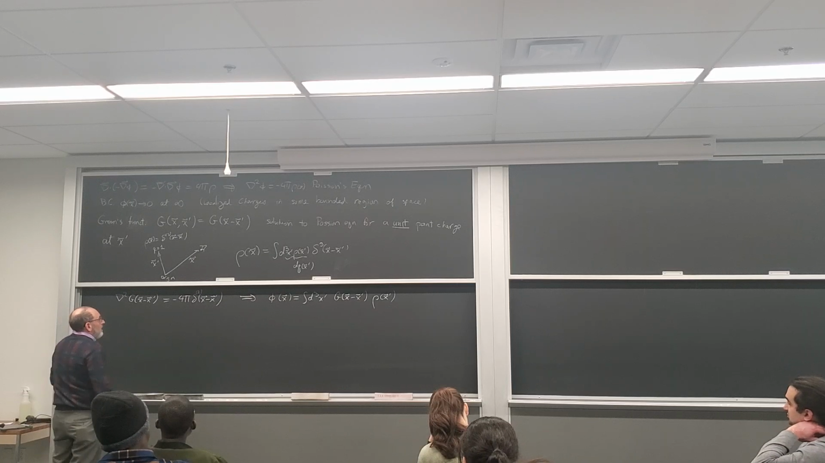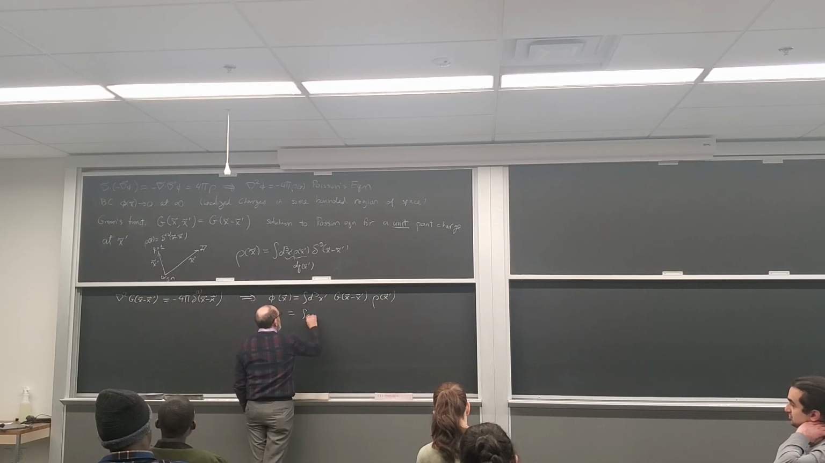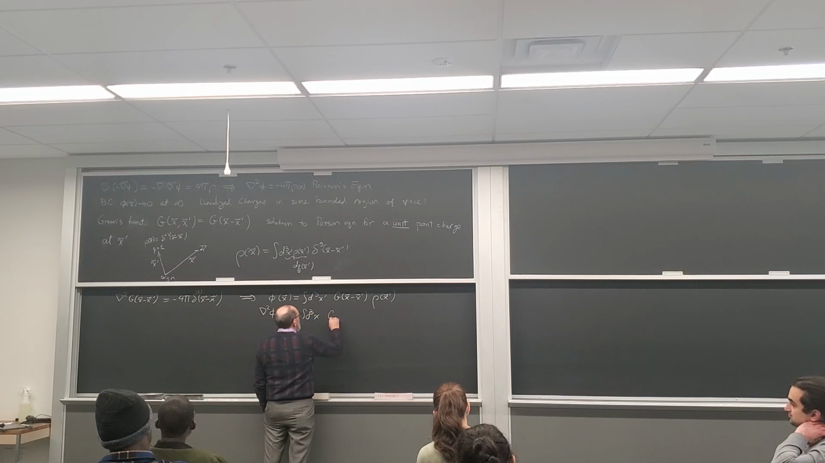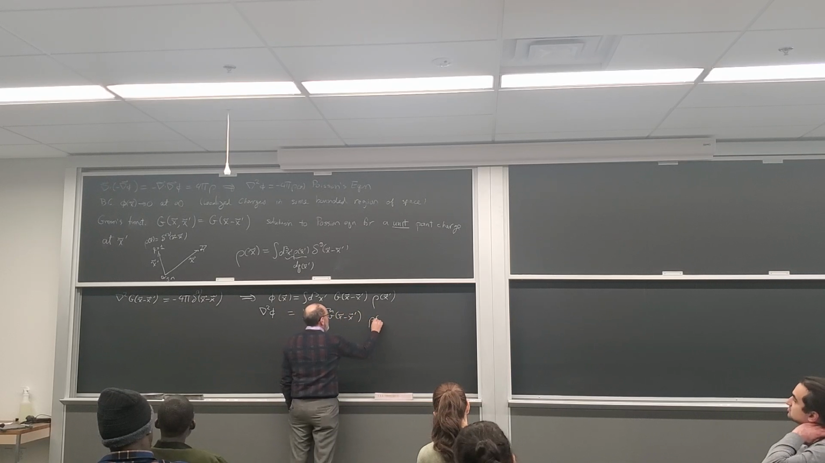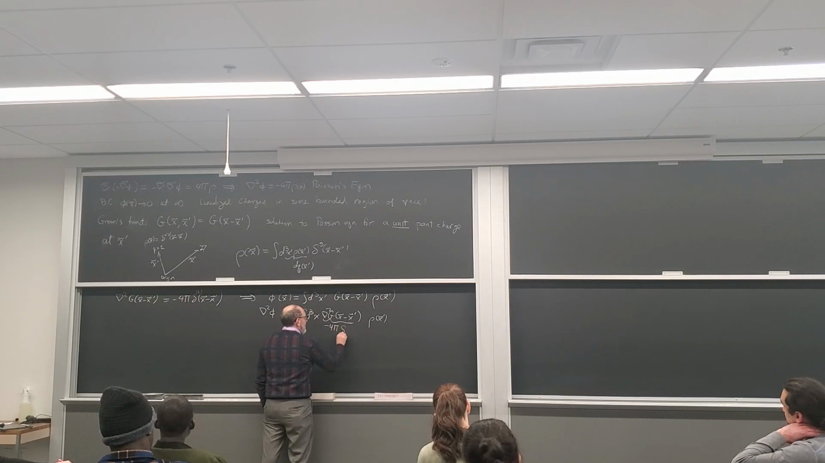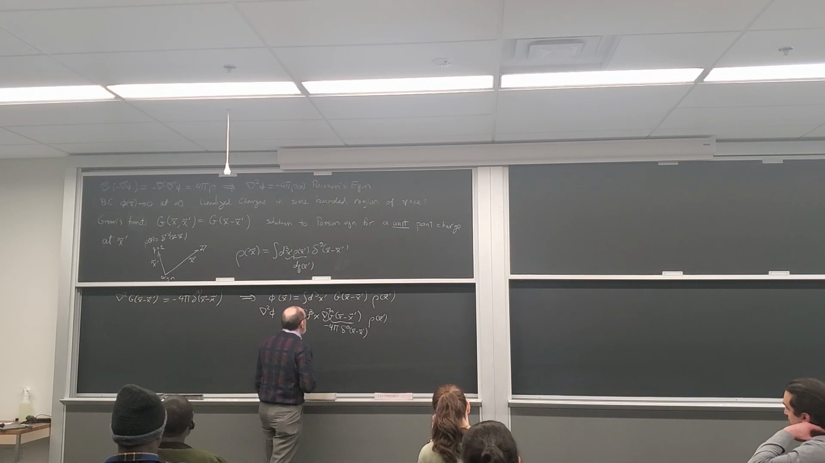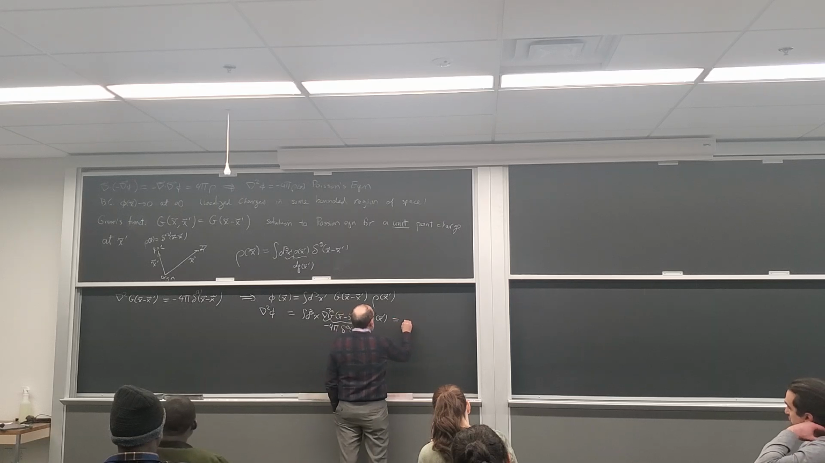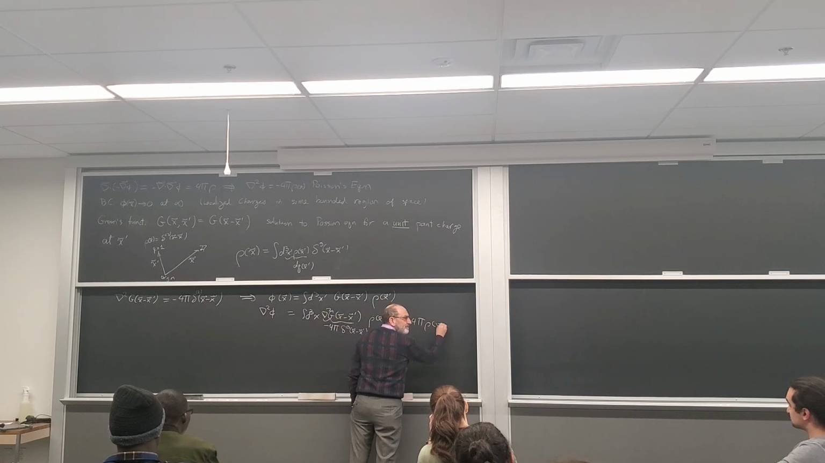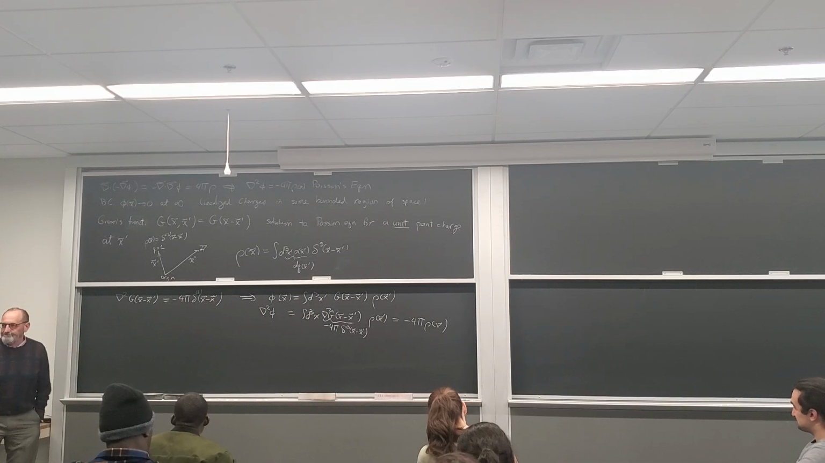So if I look at del squared phi, that's equal to del squared this. The del is only acting on the unprimed variables. And this is equal to minus 4 pi that, which is equal to minus 4 pi rho. All right, that works. So it's the right solution. Okay, good.